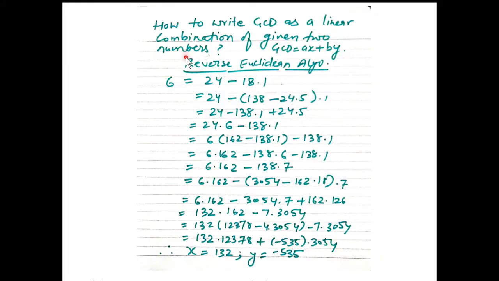So let us see what we are doing here. 6 is 24 minus 18 into 1, then put the value of 18 here. Just solve it, and then in the next step substitute the value of 24 from the previous step. In the end you will find that you have the combination of the given two numbers 12378 and 3054. So this is the value of x and y such that GCD is equal to ax plus by. So the Euclidean algorithm is used to find the GCD of two given numbers, and when we use the reverse Euclidean algorithm, you can write the GCD as a combination of the given two numbers.